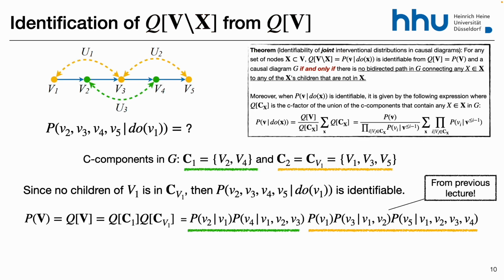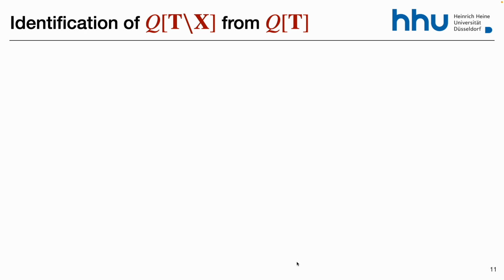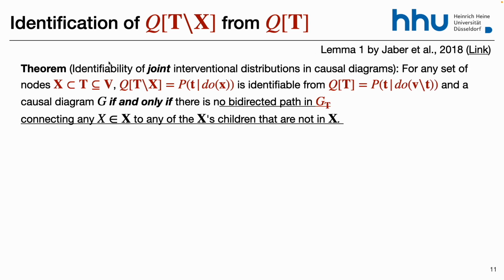It turns out that we can change the V to any set T. So going back here, you see I changed V to T in the title. It doesn't matter if it's the whole set or any set that contains X. That's in this paper in 2018 by Jaber. The theorem is just an extension of Jin Tian's theorem for the joint intervention distributions, showing that it works for any subset of V. You can check later, it's exactly the same.